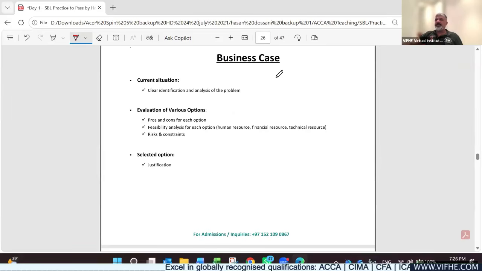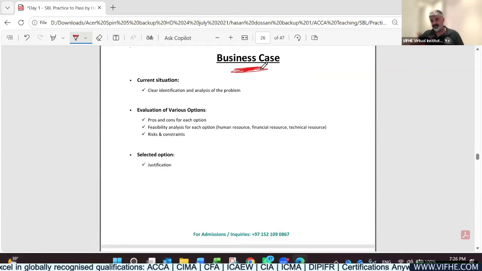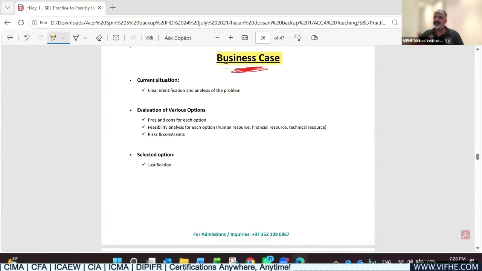Then there is something called a business case. Again, this was just tested once that you have to prepare a business case. So whenever the examiner asks you to prepare a business case, give the heading on the top, then current situation, evaluation of options, and recommendation. Three broad headings: current situation or problem, options, and suggestions. Again, you just need to memorize it. Chances are less, but don't leave it.